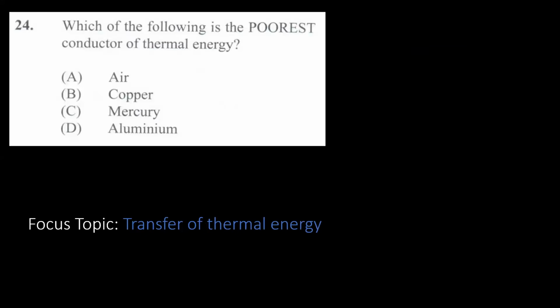Question 24 is related to thermal energy transfer. And we're asked, which of the following is the poorest conductor of thermal energy? Now, based on the options that we have, notice we have 3 metals. Metals are generally good conductors of heat. So air, which is gaseous, and remember, in order for conduction to take place, the particles need to be closer together. That's not the case for air. So air would be a poor conductor of thermal energy in comparison to the other 3 substances that are given. So our answer is A.